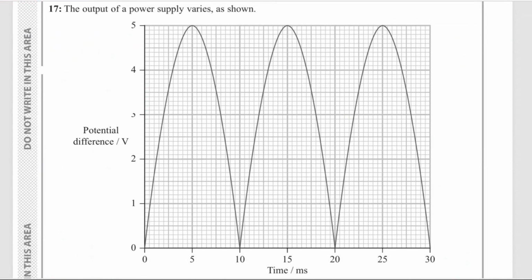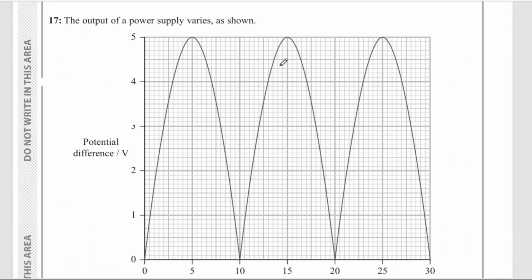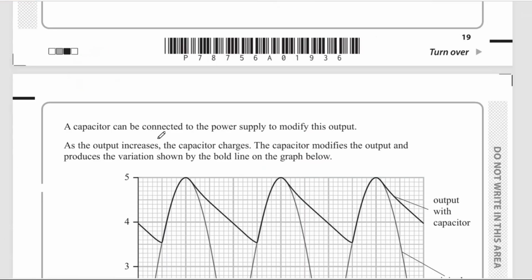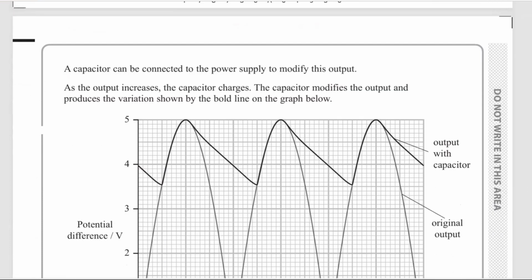Now we've got this question number 17. The output of the power supply is going to vary as shown. This is the potential difference, and over here I've got the time. A capacitor can be connected to the power supply to modify this output. Everybody knows that a capacitor is basically a storage of charge; as the output increases, the capacitor charges. The capacitor modifies the output and produces the variation shown by the bold line on the graph above, these bold lines, something like these, right?